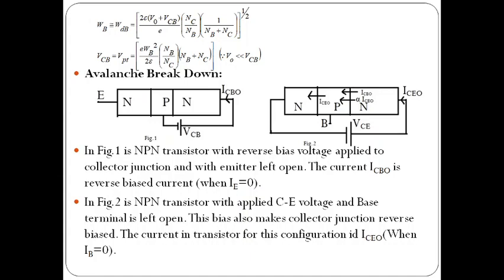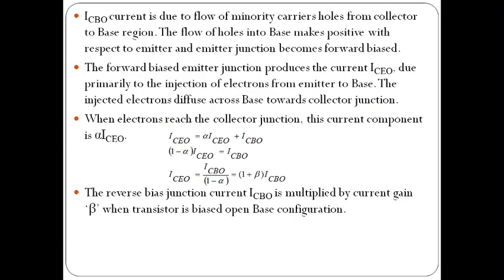The current in the transistor for this configuration is ICEO, because when IB equals 0, the base is open. So here also a minority current is passing through the collector junction, so it is ICEO. Yes, because the base is open. So the ICBO current is due to the flow of minority carrier holes from the collector to the base region. The flow of holes into the base makes it positive with respect to the emitter. So holes are entering into the base.